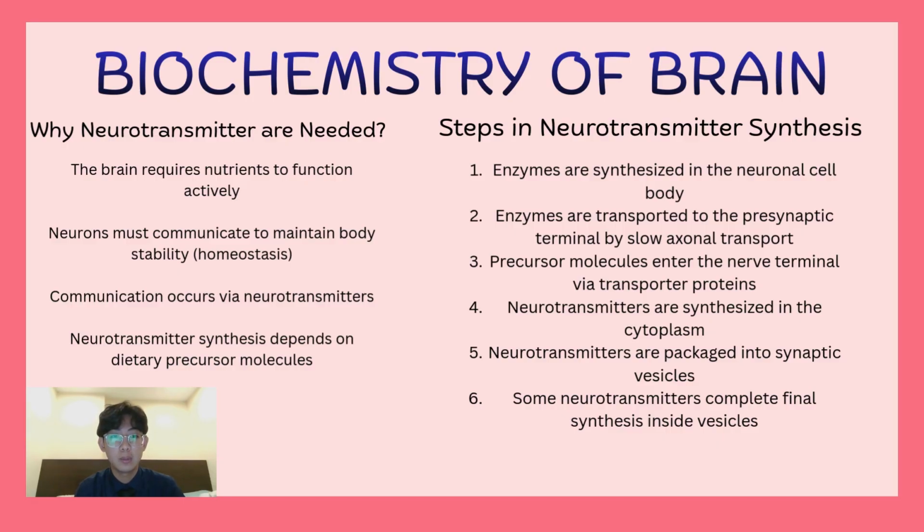What are the steps in neurotransmitter synthesis? The first is enzymes are synthesized in the neuronal cell body. The second is enzymes are transported to the presynaptic terminal by slow axonal transport. The third one is precursor molecules enter the nerve terminal via transporter proteins. The fourth is neurotransmitters are synthesized in the cytoplasm. The second last step is neurotransmitters are packaged into synaptic vesicles. Then the last step is some neurotransmitters complete final synthesis inside the vesicles.